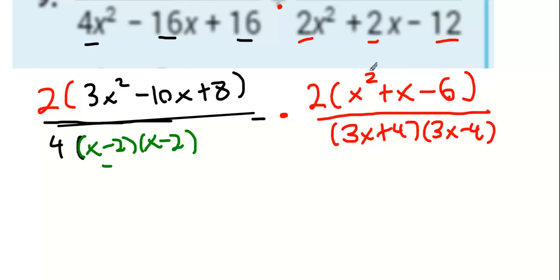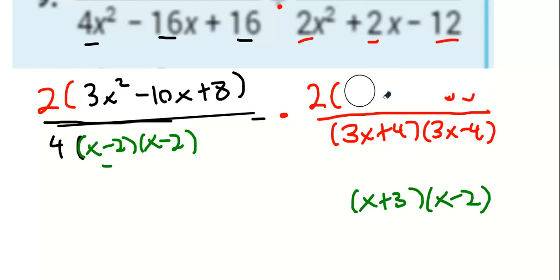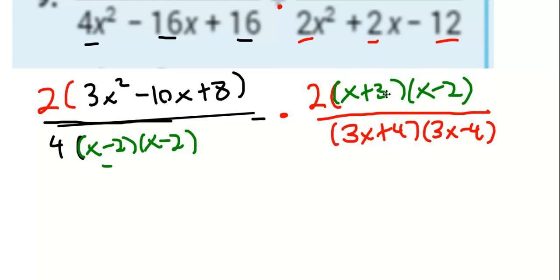Now, the next one is this one here, x squared plus x minus 6. And you factorize that one, it's going to be x plus 3 and x minus 2. Right, so once again, I'm just going to get rid of that. I'm going to put up x plus 3 and x minus 2.